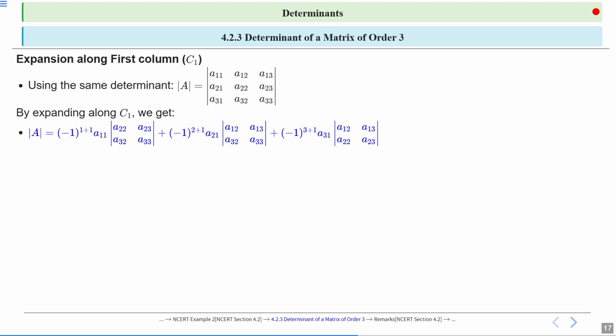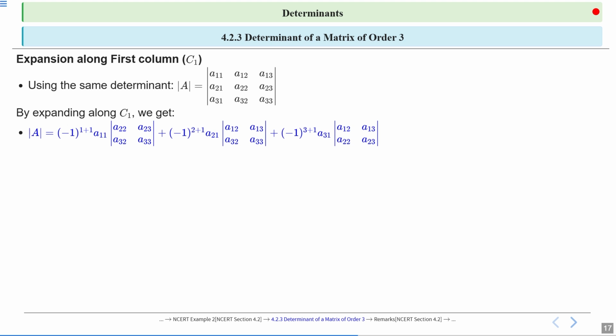So according to that we get the value of minus 1 to the power i plus j, that is minus 1 to the power 1 plus 1, and that ij says, in element a11, i is 1 and j is 1, so it says to just cancel the first row and first column to get the 2 cross 2 matrix, find the determinant, and multiply with a11 into minus 1 to the power 1 plus 1.